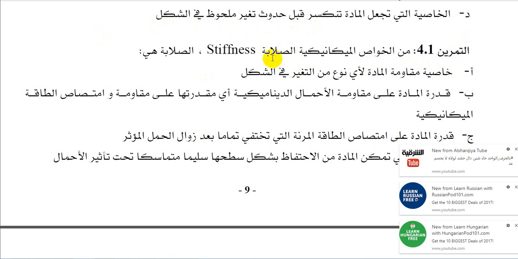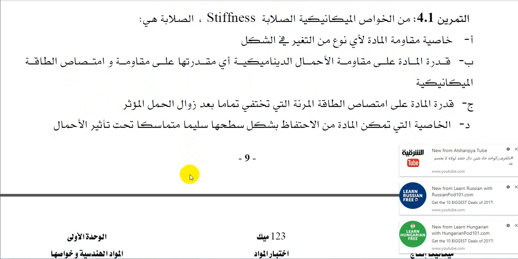Exercise 4.1. From the highlighted mechanical properties, such as stiffness. Stiffness is the property of a material's resistance to any change in shape, or the ability of a material to resist dynamic loads, which is the ability to resist and absorb mechanical energy. You can give any of the four replies for the exercise explained.